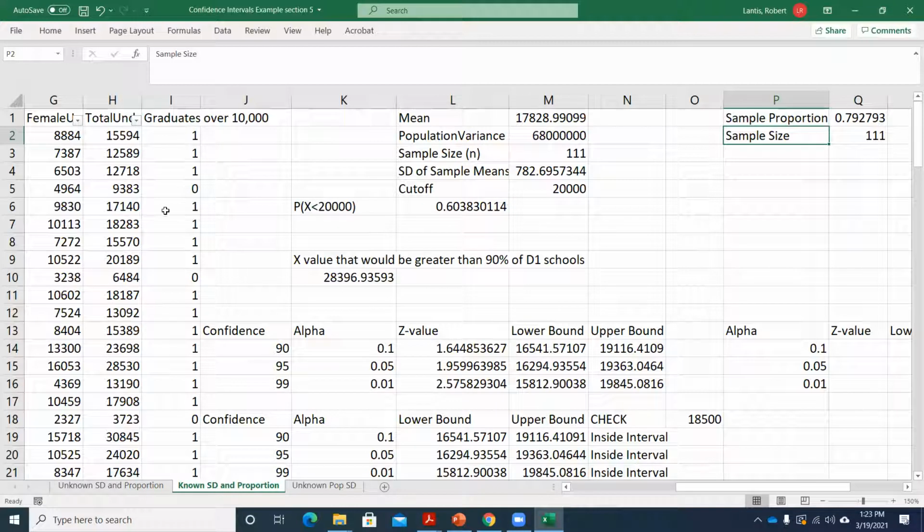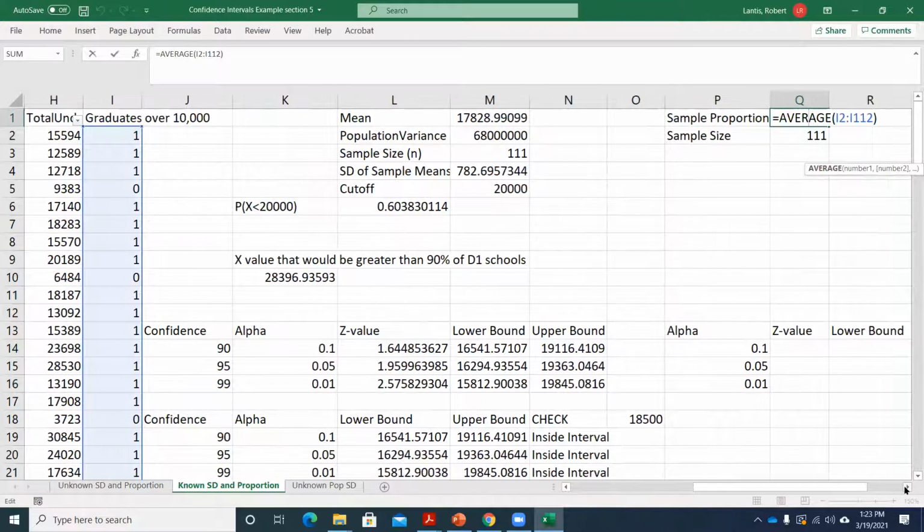So if I find the mean of a 1, 0 variable, the numerator is just going to add up all these values. So it's going to take 1 plus 1 plus 1 plus 0. Well, the zeros don't impact it at all. So basically the numerator is going to be the number of schools with more than 10,000 undergraduates, and then it's going to divide by the total number of observations. Well, that's a sample proportion, this many out of this many. So if you use that average function in Excel to calculate the mean of a 1, 0 variable, that's just going to give you your sample proportion.